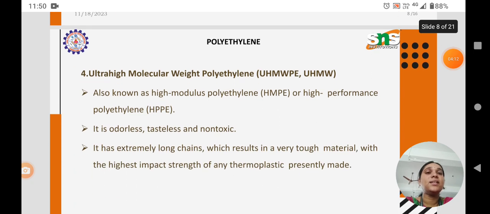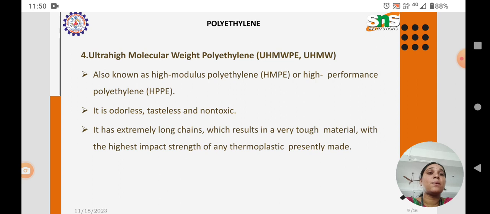The next polyethylene is ultra high molecular weight polyethylene, UHMWPE. It is also known as high modulus polyethylene, HMPE, or high performance polyethylene. It is odorless, tasteless and non toxic. Therefore, it is used in wide varieties. It has extremely long chains, which results in a very tough material with the highest impact strength of any thermoplastic presently made.